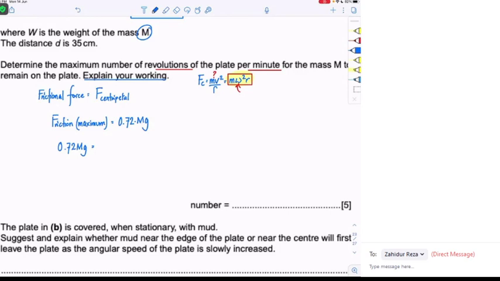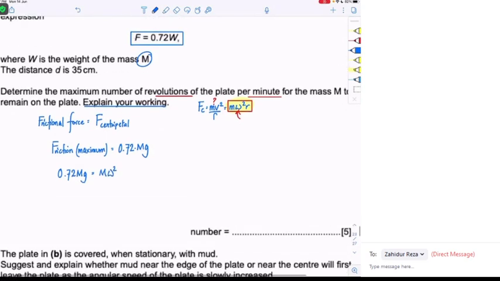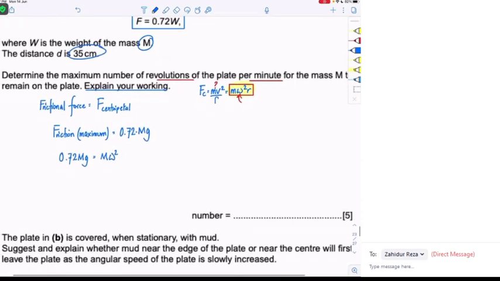Tanim, your answer is close, but something's missing. Do you take g as 10 or something? You have to take 9.81. Anyways, I'll solve it, then see if it matches. So my centripetal force is equal to m omega squared r. R is how much? 35 centimeters. So 35 divided by 100.